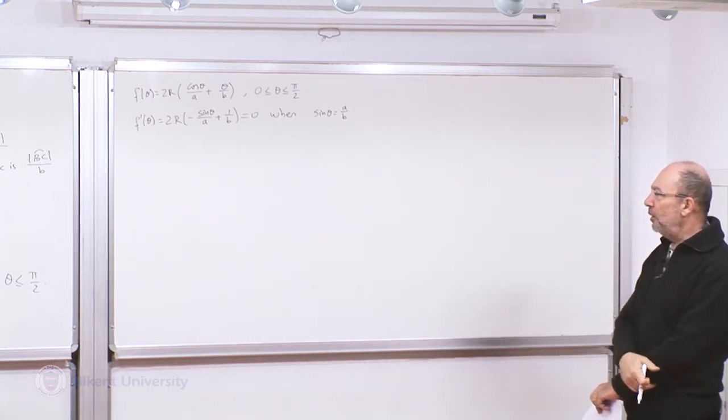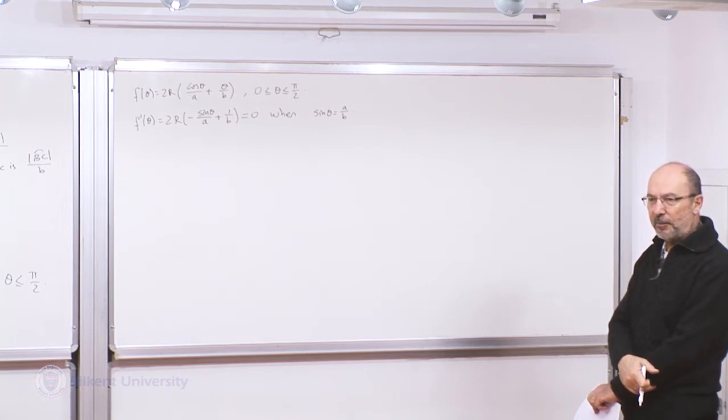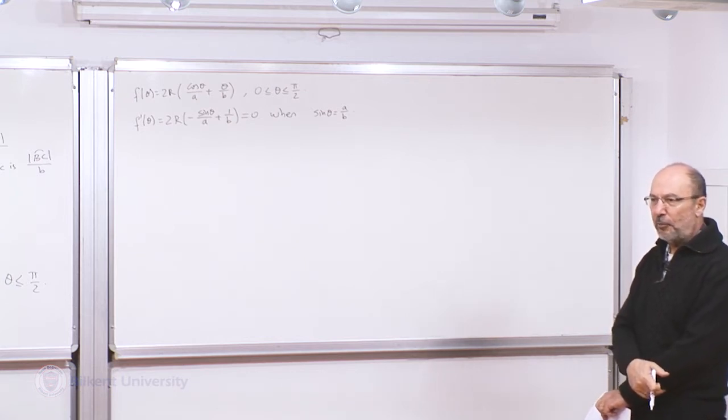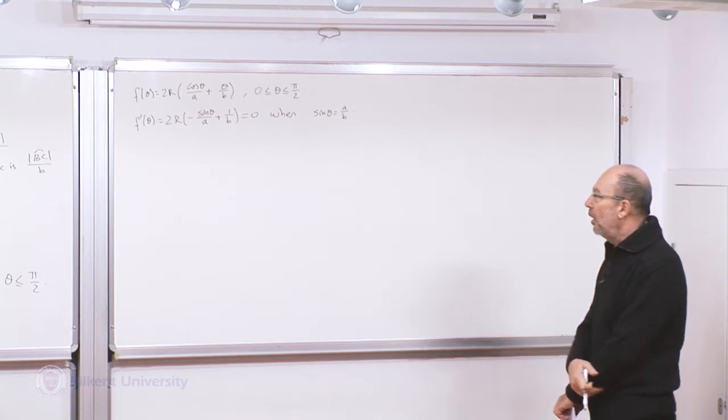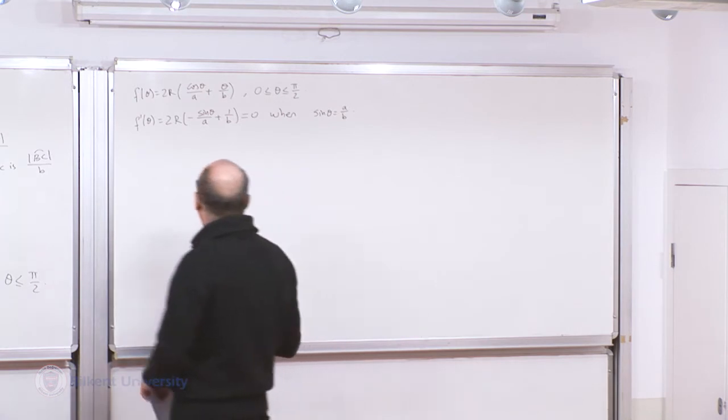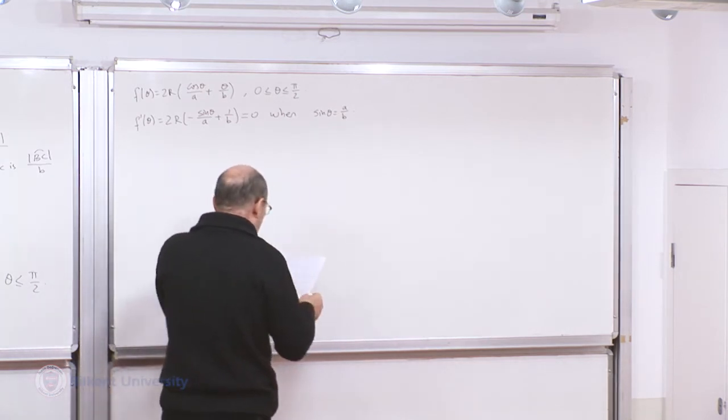So there will be a critical point if A over B is less than 1. If A over B is larger than 1, then there is no critical point. Then we have to check the endpoints. But at this point, you don't mind. You just check both endpoints and the critical point.